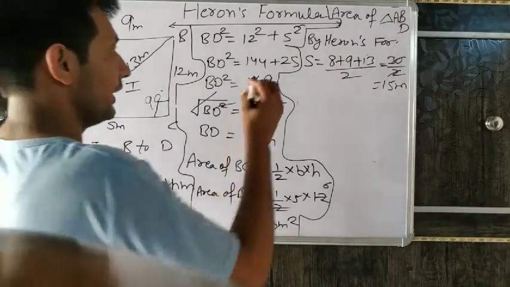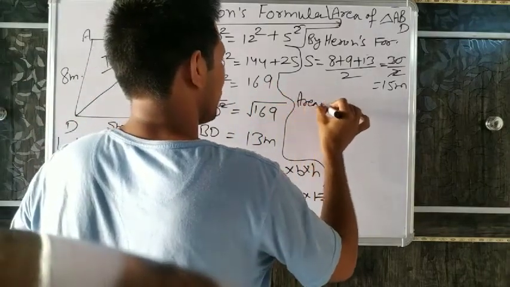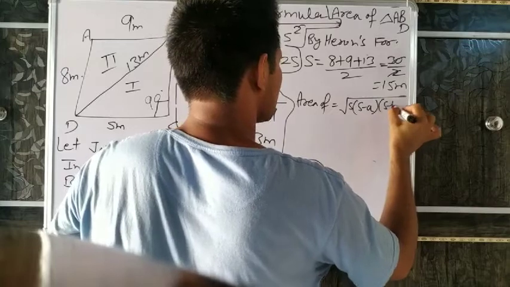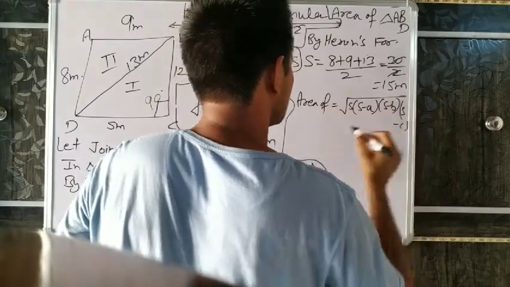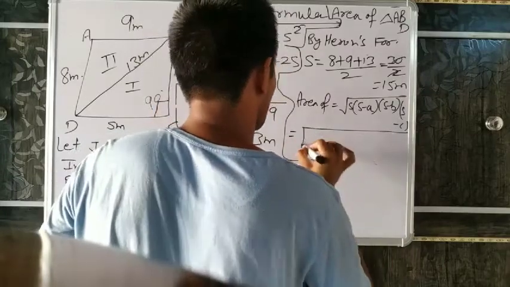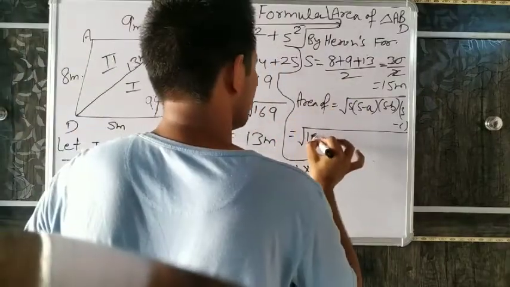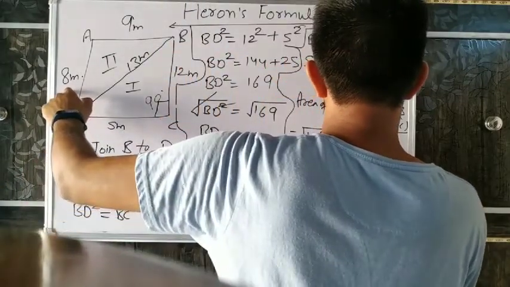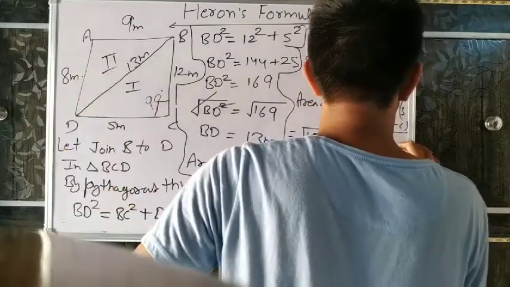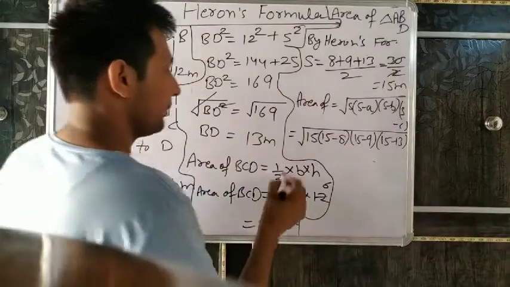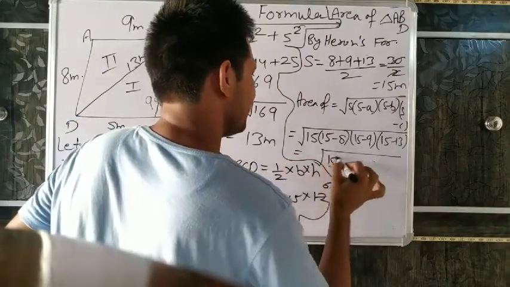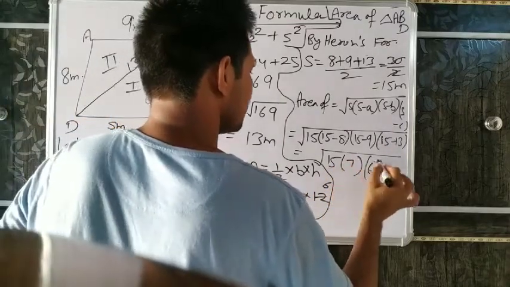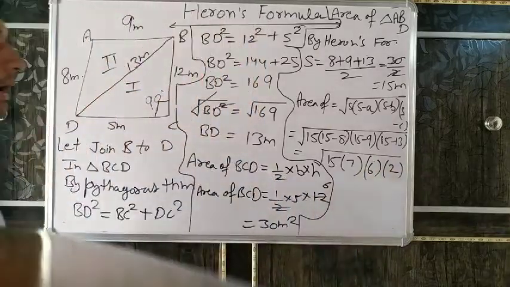Next, area. How will you find it? Write area of triangle equals root of S into S minus A, S minus B, S minus C. S is how much? 15. 15 minus the 3 sides: first side 8, 15 minus 9, 15 minus 13. So what remains? 15 multiplied by 15 minus 8 is 7, 6, 2. Multiply.